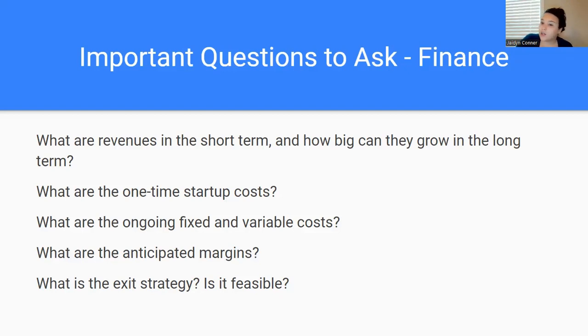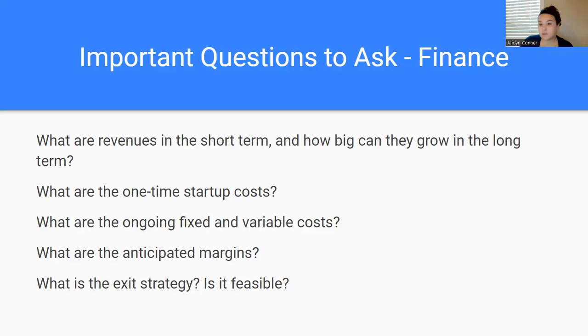What are going to be the ongoing fixed and variable costs? You know, do you have a space rent? What is the pay going to be like to the employees? And taking all of this into account, you can help to determine your anticipated profit margins and see kind of how your product or service is going to be successful.